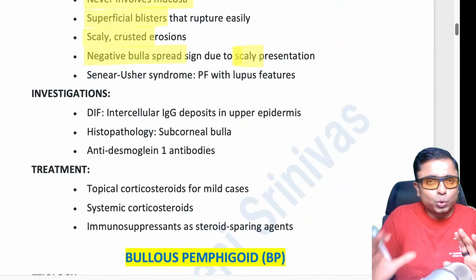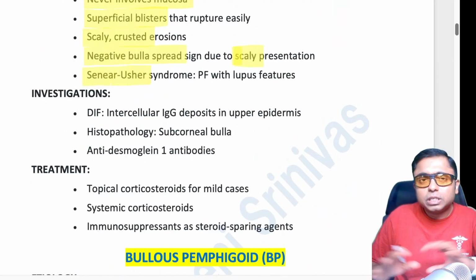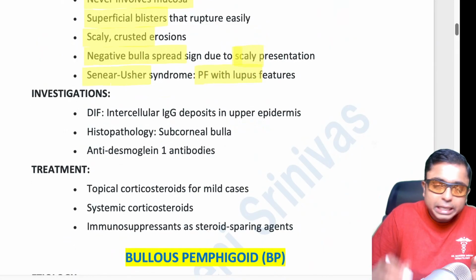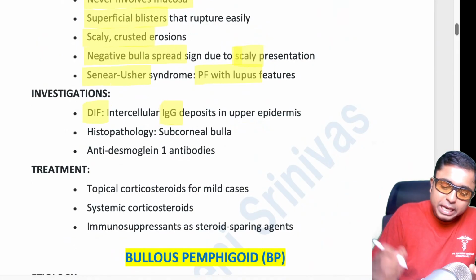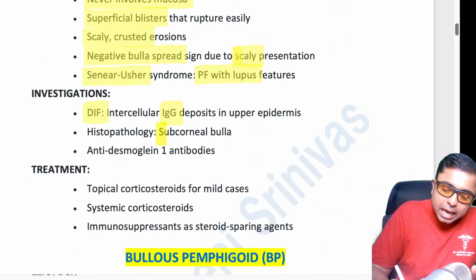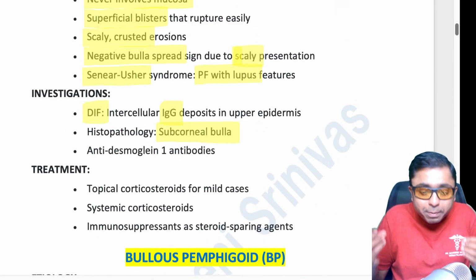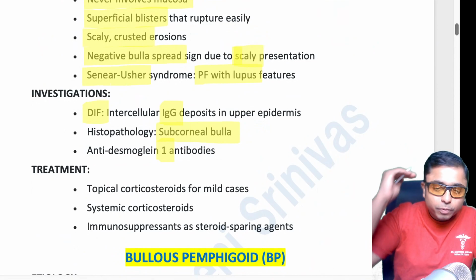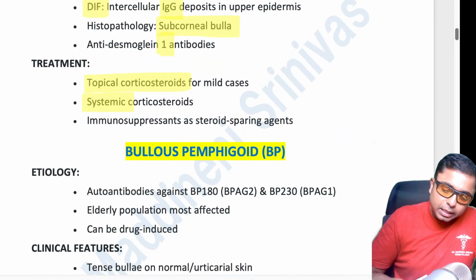And there is a syndrome associated with Pemphigus foliaceus. It is called Senear-Usher syndrome. Just remember, Pemphigus foliaceus associated with the butterfly malar rash, we call it Senear-Usher syndrome. If you perform a DIF, you are going to see the deposition of IgG in the upper epidermis. And remember, the histopathology is going to show a subcorneal split. Why? Because desmoglein 1 is present in higher concentration in the superficial layers of the epidermis. Treatment is with topical steroids for mild forms, and systemic corticosteroids if it is a more aggressive form.